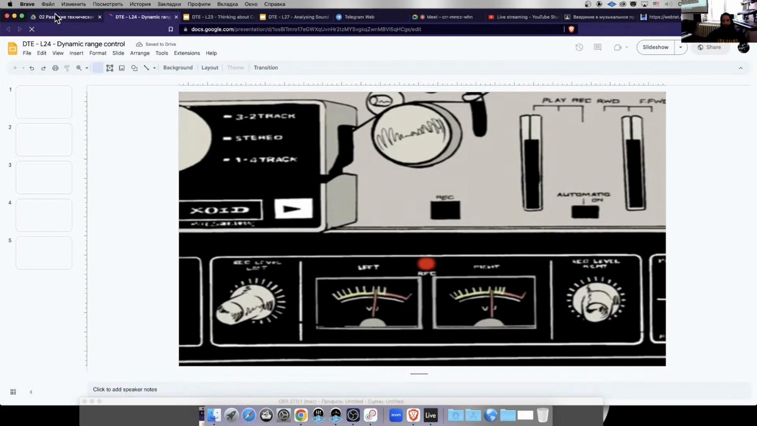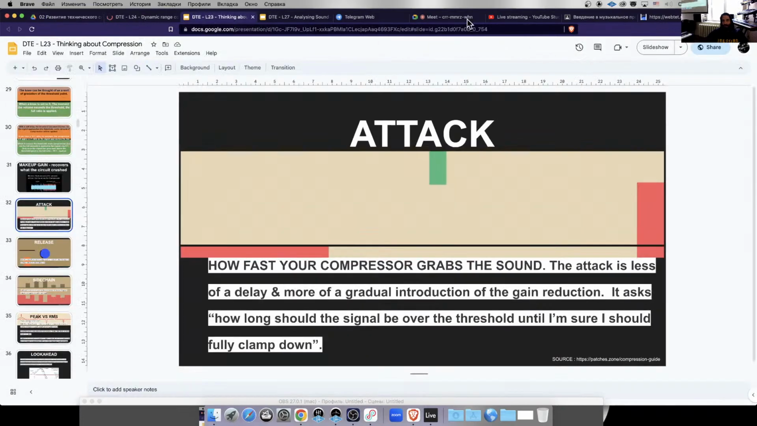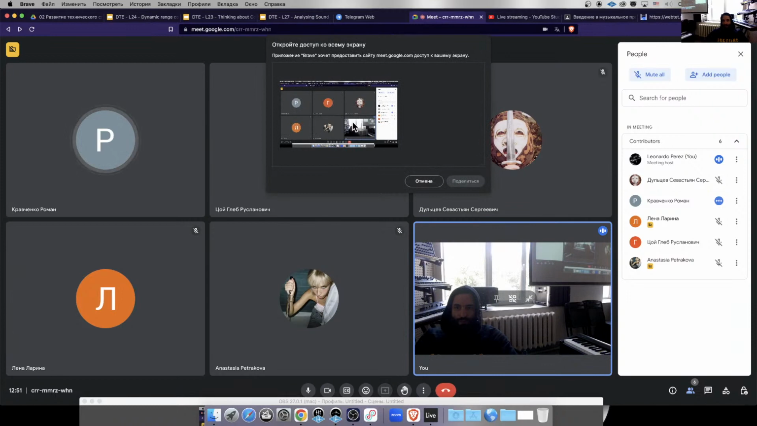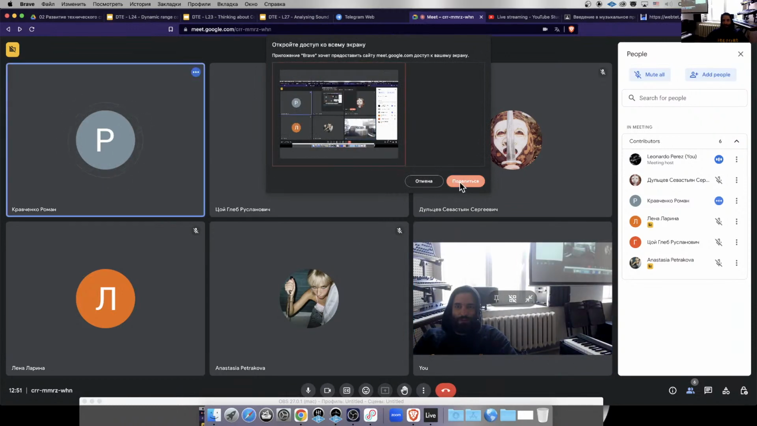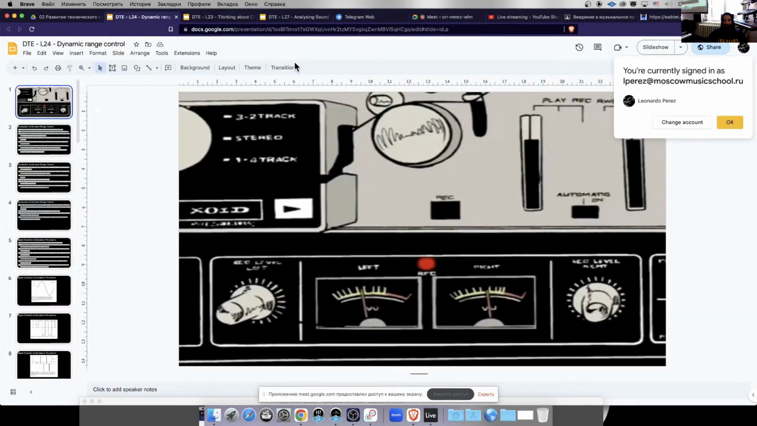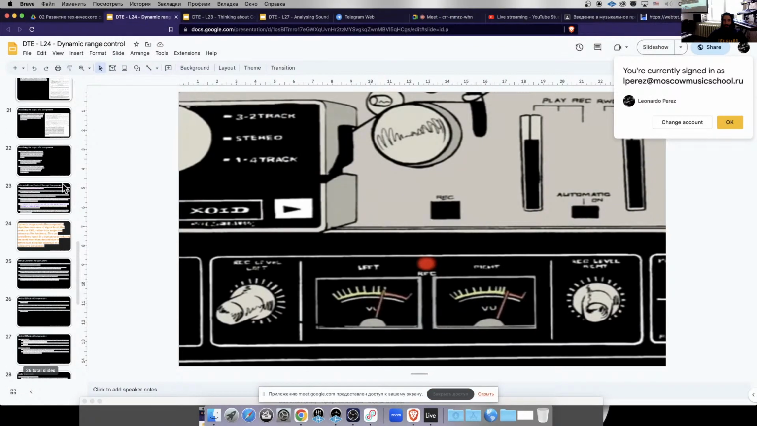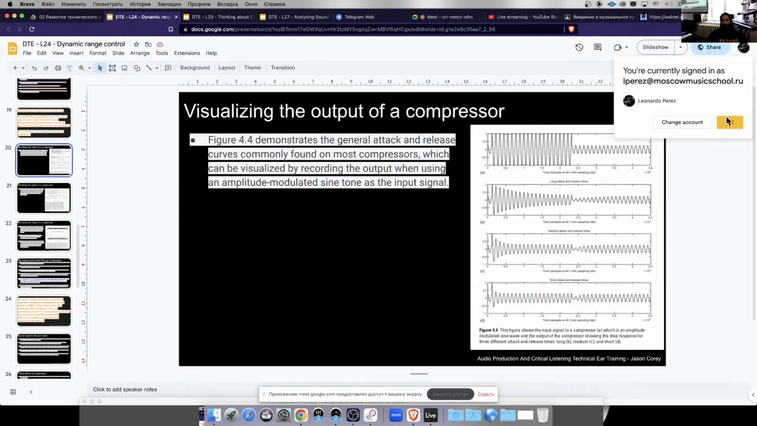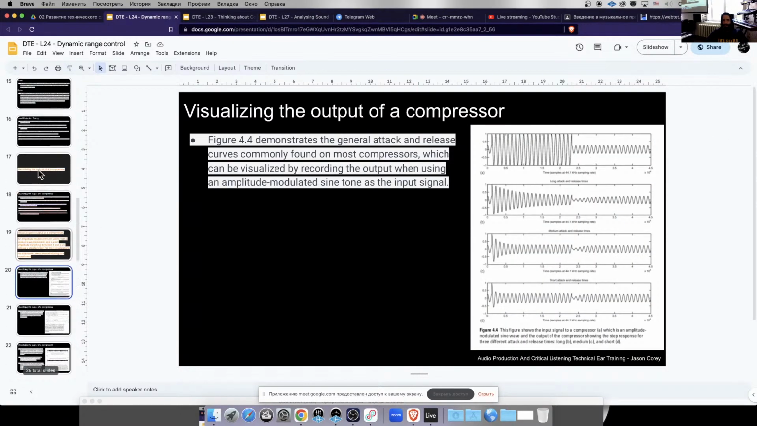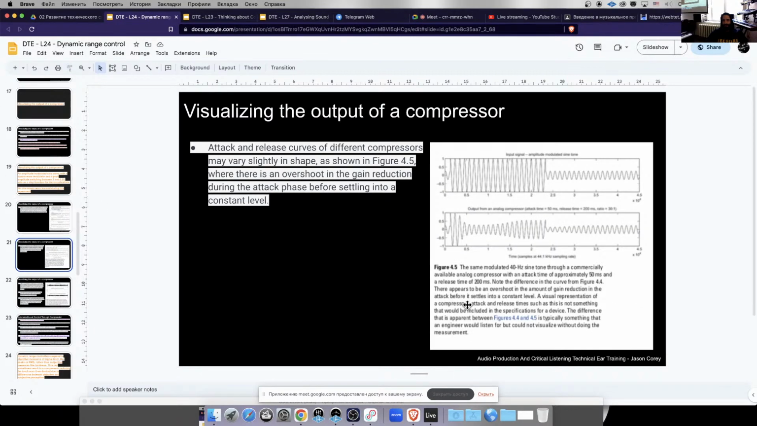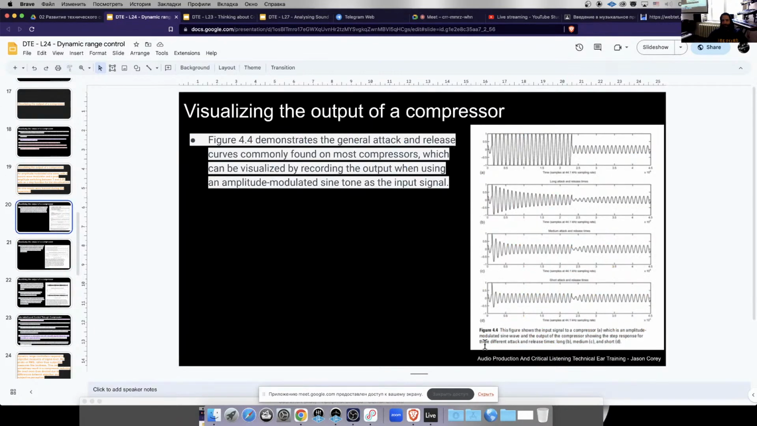I want to show you another slide, which was the lecture that came right after that. We had this lecture about dynamic range, and I want you to pay attention to these diagrams. Not necessarily right now, but just make sure that you watch them. I'll explain what they are. It's a representation of how a compressor works.